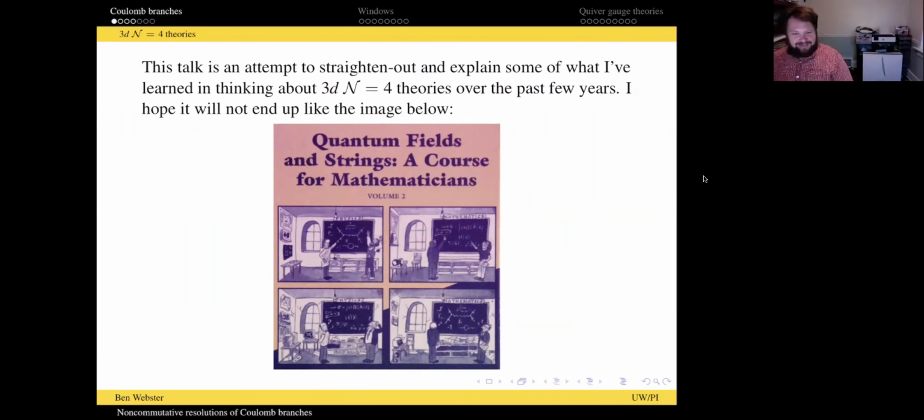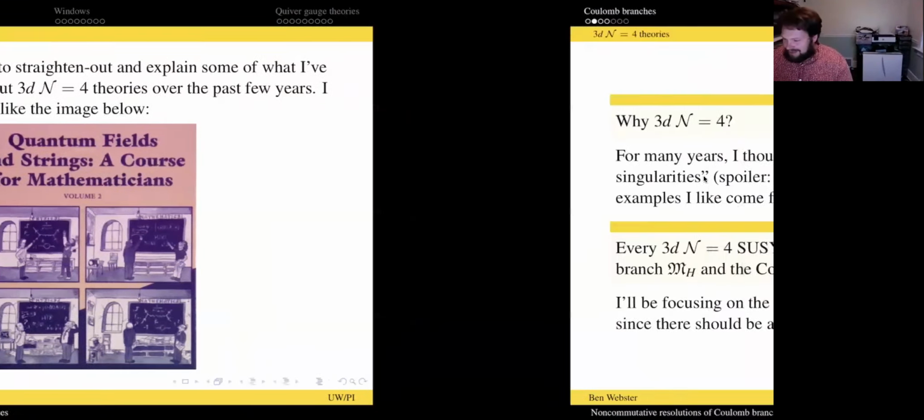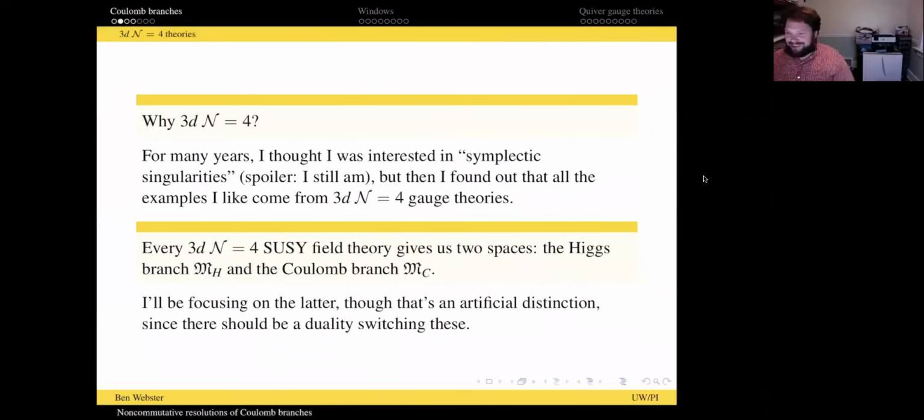So what I'm going to do in this talk is try to explain what I've been thinking about and trying to figure out with 3D n=4 theories over the past few years, and hopefully will be more like the top level image rather than the bottom one. Not be totally confused by trying to look at a different field.